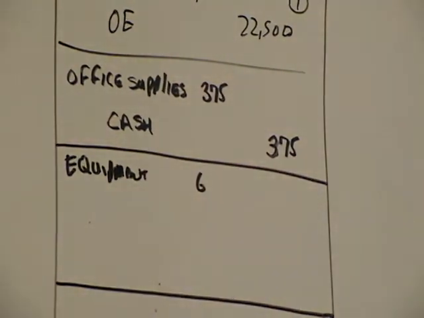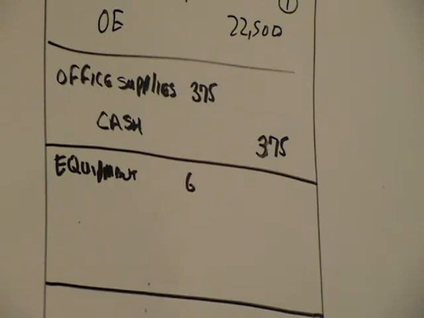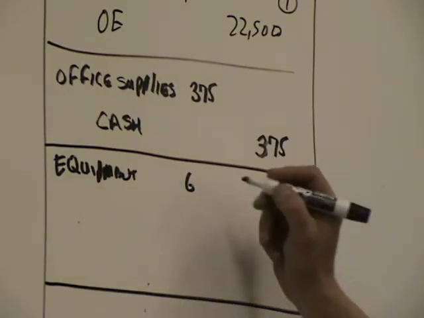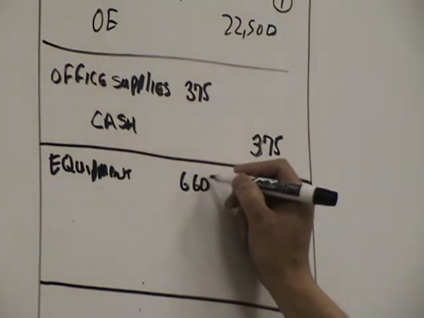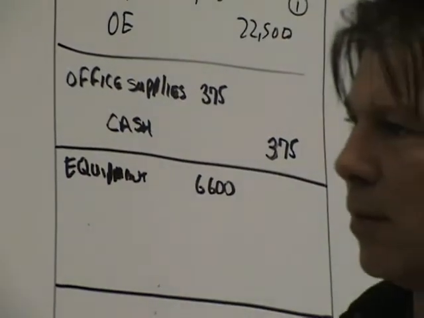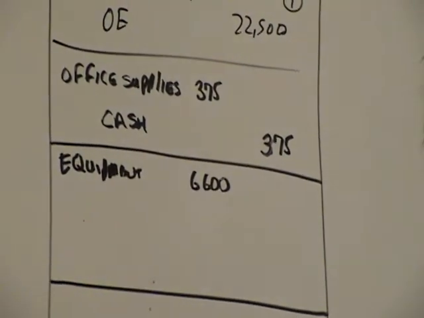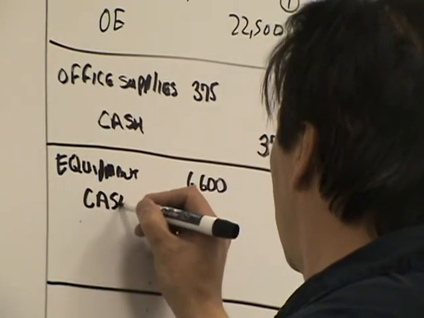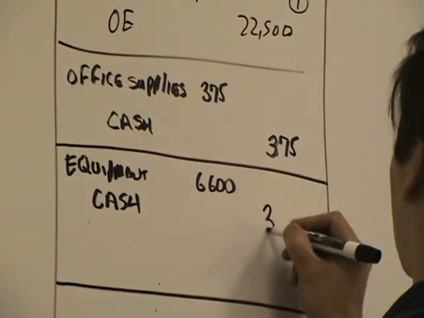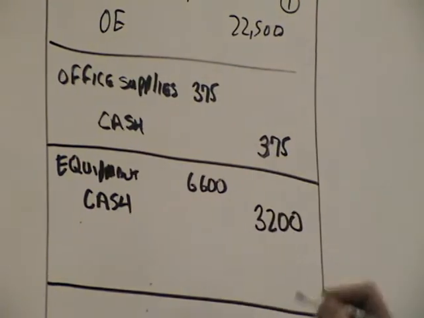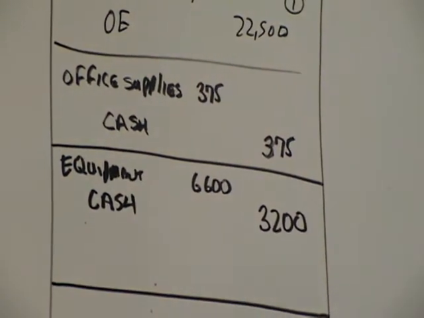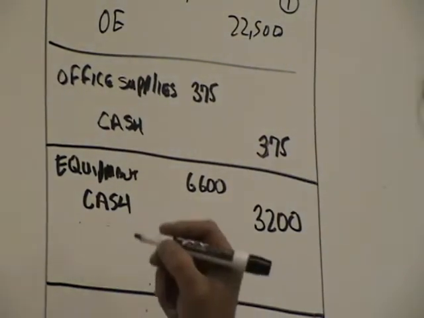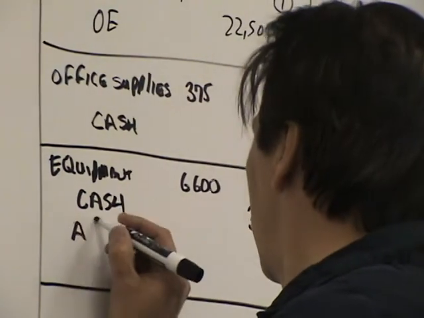It's just equipment. Okay, so $6,600. Now, the reason why equipment is debited is because it's increasing and all assets increase on the left side. And we paid cash. How much cash did we pay? 3,200. Is cash increasing or decreasing? Cash decreasing. Debit or credit? And how much? 3,200. And we're going to pay the rest later. What's that called? A/P, accounts payable.